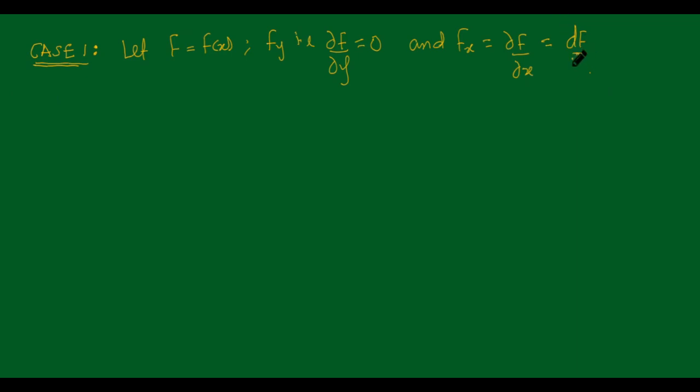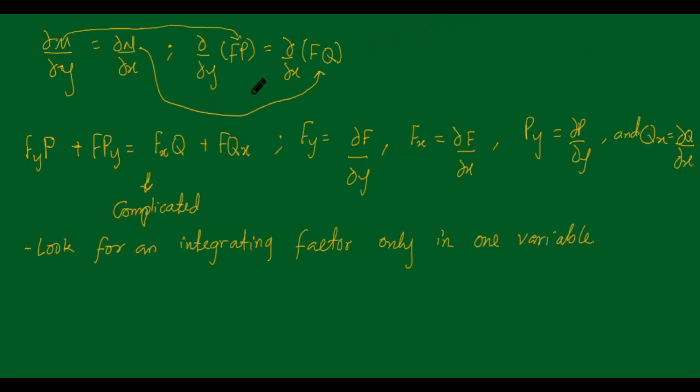This is the complete derivative, since f depends only on x. Now, let's go back to our equation that we obtained earlier from the product rule in testing for the exactness. So f_y p plus f p_y is equal to f_x q plus f q_x from the results we obtained earlier. That is the result obtained from here. Call that equation asterisk.